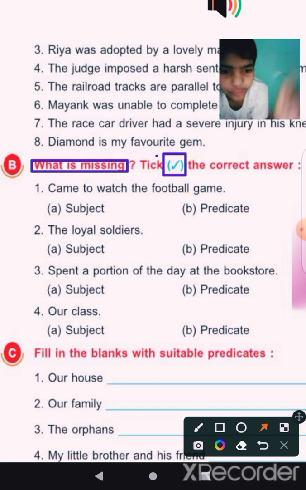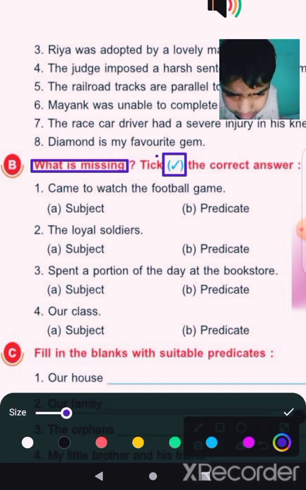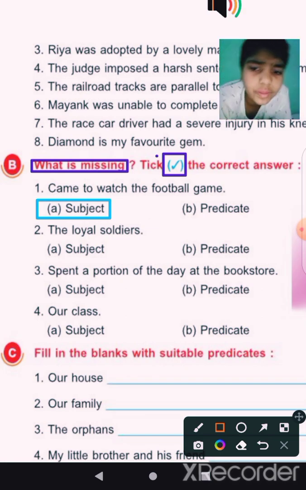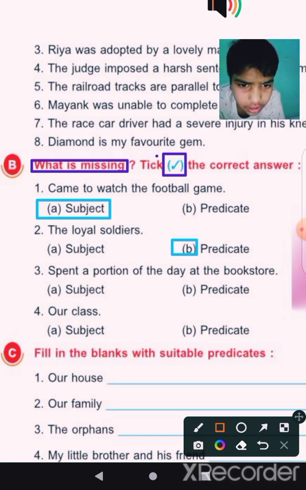So I will just change my color to blue, and I will just box it out like this. A subject, the loyal soldiers. Okay, who are the soldiers? The loyal soldiers. But what are the loyal soldiers doing? So here the predicate is missing.